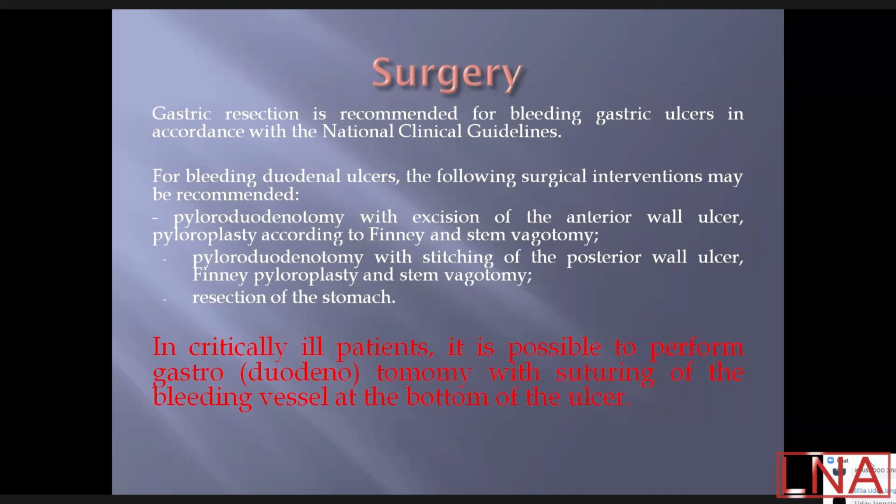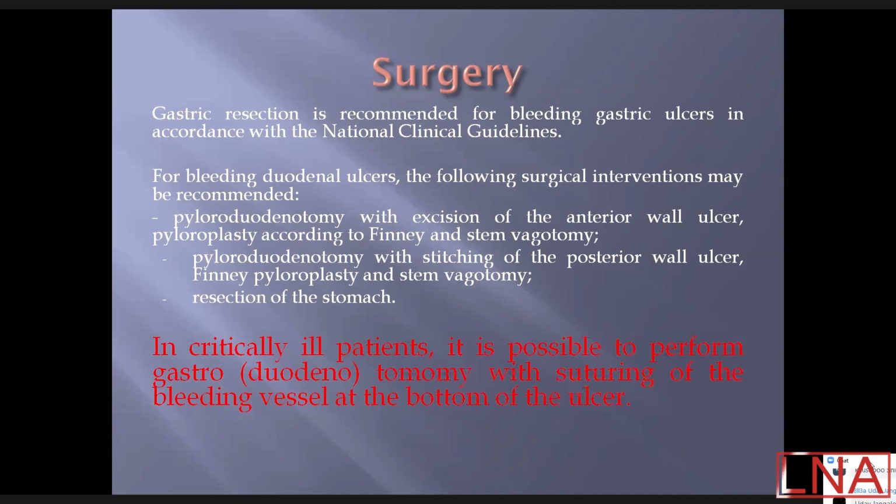Surgical operation. Gastric resection is recommended for bleeding gastric ulcer in accordance with the National Clinical Guideline. You must use this method if endoscopic methods to stop bleeding are not effective. For bleeding duodenal ulcer, the following surgical intervention may be recommended.